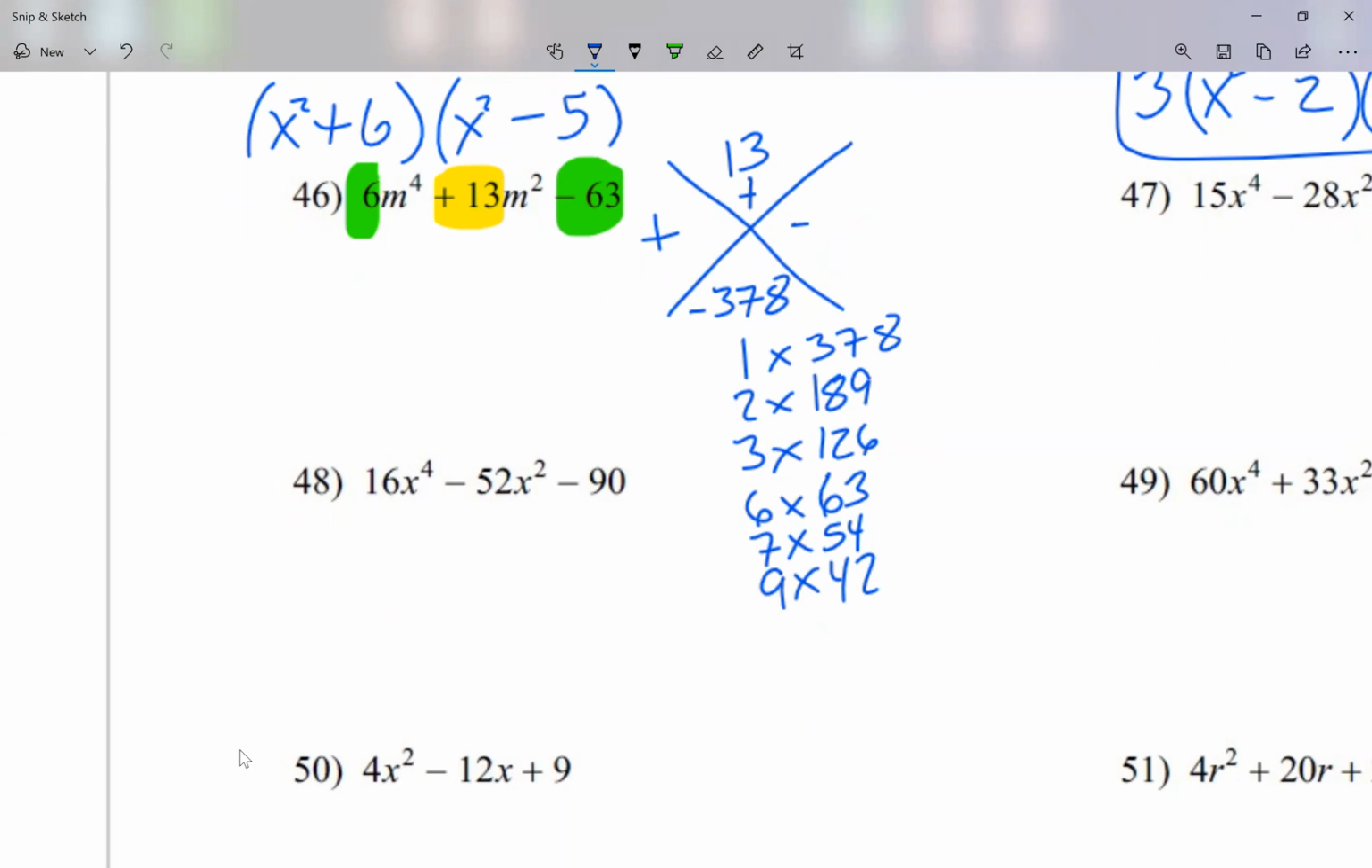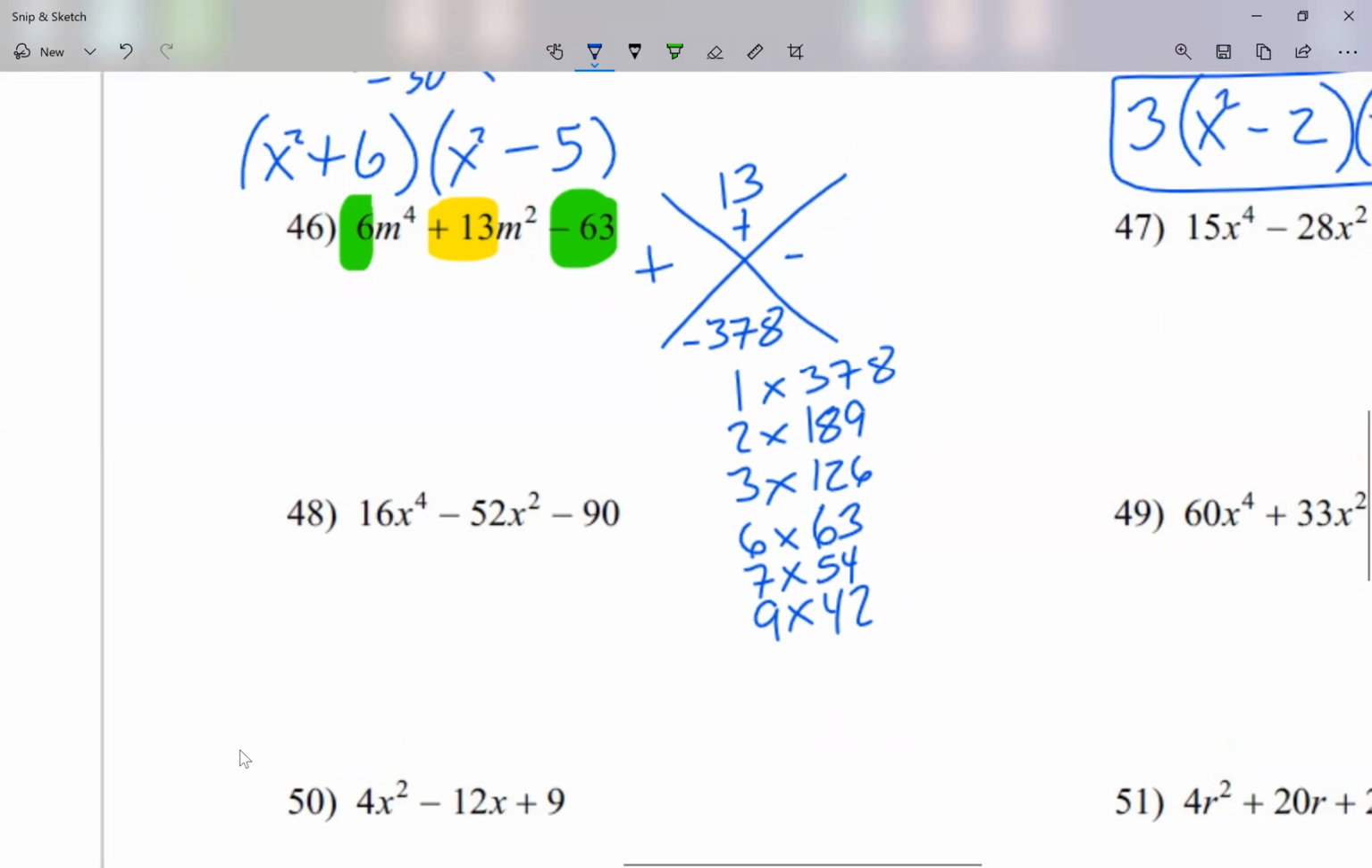378 divided by 10 doesn't work. 378 divided by 11 gives me a decimal, so it doesn't work. Divided by 12, it doesn't work. Divided by 13, it doesn't work. Divided by 14, I get 27. So I get that 14 times 27 is 378. Now, 27 minus 14 is 13, right? I said eventually it was going to work. So I'm good to work now.